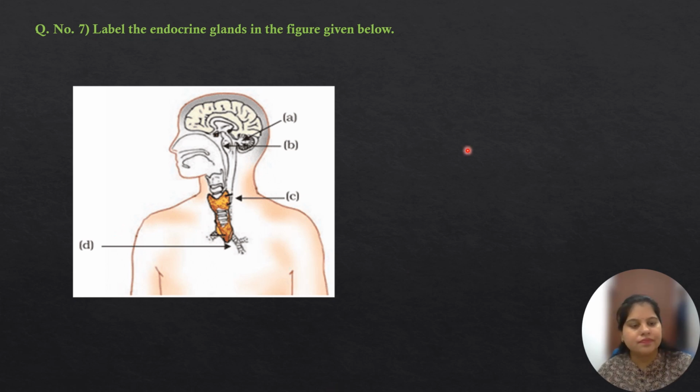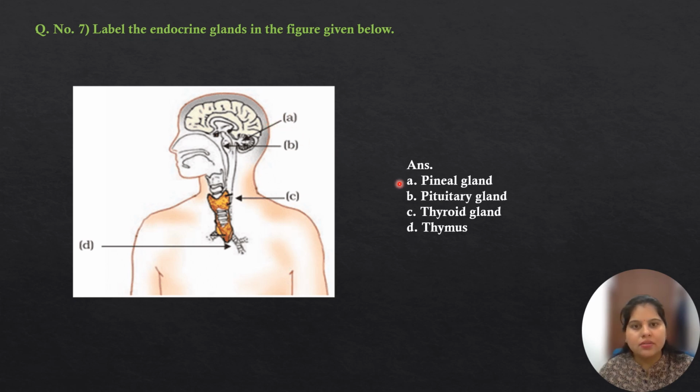So A is the pineal gland, B is the pituitary gland. This gland is controlled by the hypothalamus. C, this gland is known as the thyroid gland, and here it is the thymus gland.